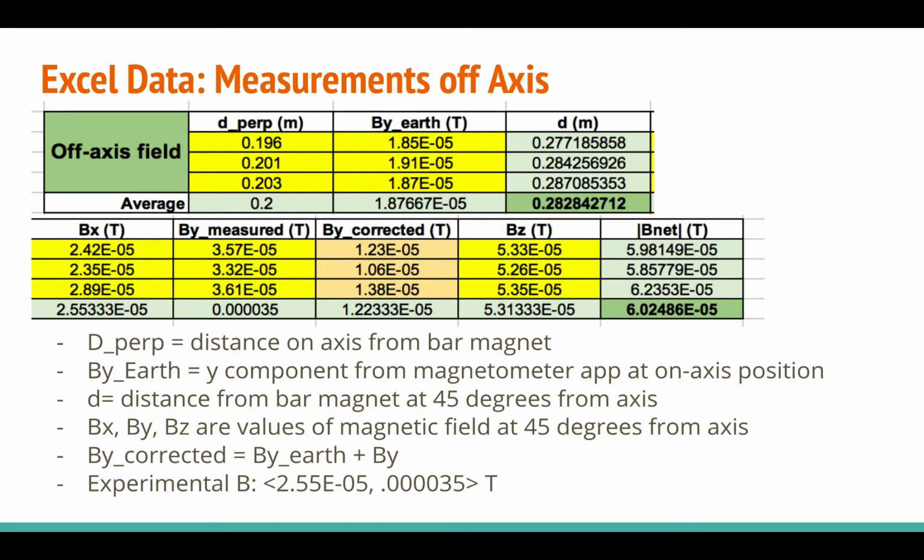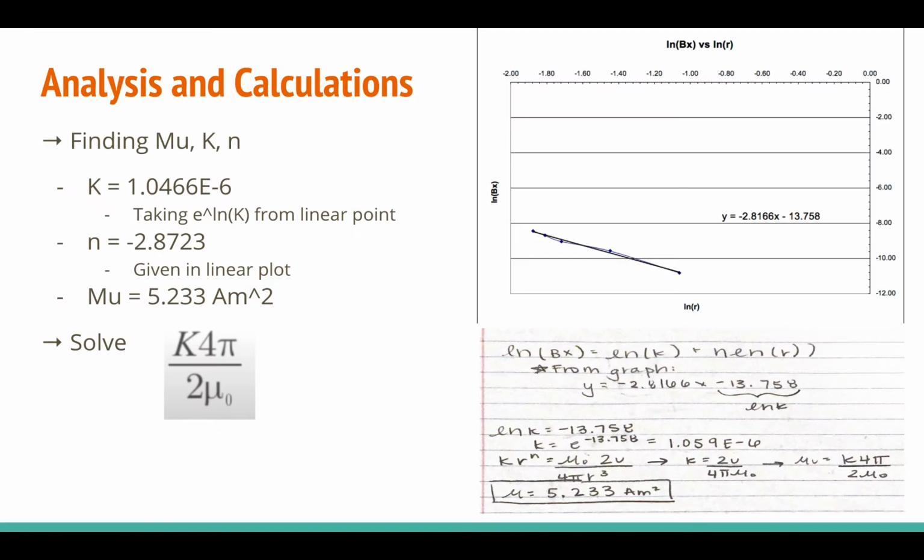The following data shows my off-axis measurements at different distances of d perp. I used these measurements along with the magnetic field of the Earth at these distances to calculate the experimental magnetic field. A logarithmic graph was used to show this data, which followed an equation of y equals negative 2.8166x minus 13.7758, and you can see that the magnetic field decreases as the distance increases. The slope of this line was n, which represents the distance dependence, negative 2.8166.